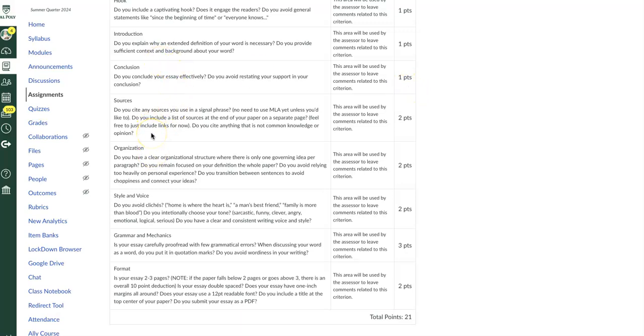For your sources, do you cite any sources that you use using a signal phrase? Signal phrases are part of your sentences where you say, according to NewYorkTimes.com, according to dictionary.com, that kind of thing. But anything that is not common knowledge does need to be cited. So please don't forget to do that.